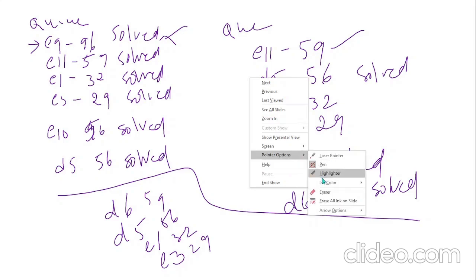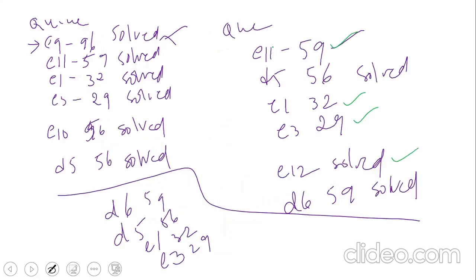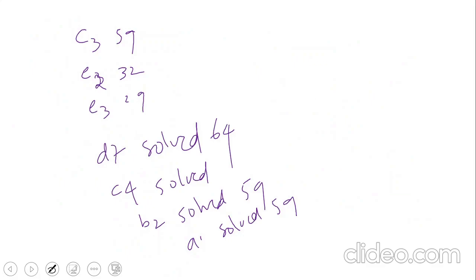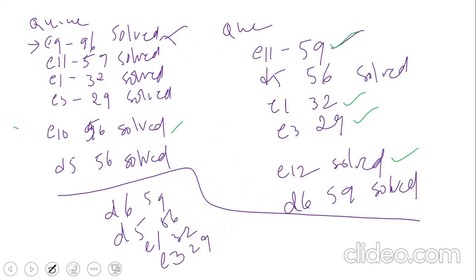Now if you see the solved nodes, E1, E3, E11, E12 in the solved state. E10 is also there. E10, E11, E12.